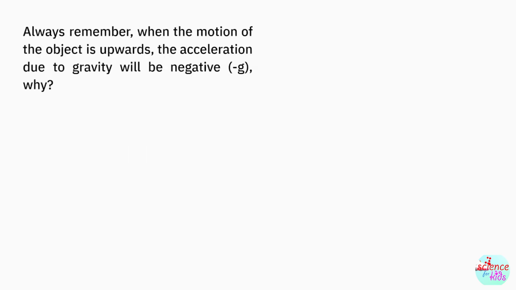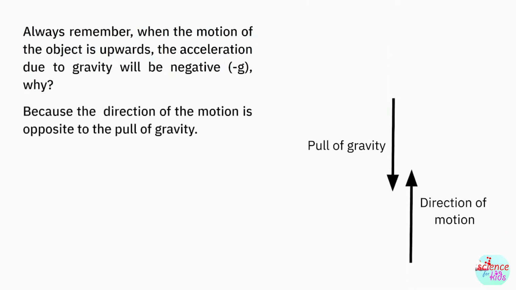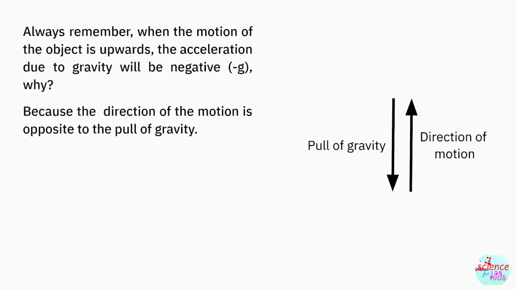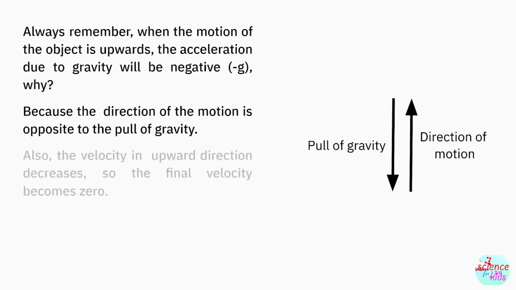Always remember, when the motion of an object is upwards, the acceleration due to gravity will be negative, that is negative g. Why? Because the direction of the motion is opposite to the pull of gravity. Also, the velocity in the upward direction decreases so that the final velocity becomes 0. So remember this portion. Here is an assignment for you.